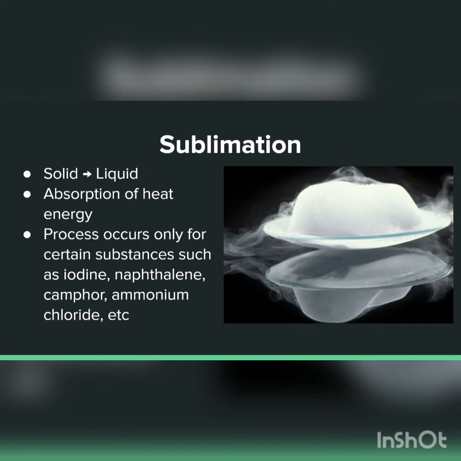Sublimation. Sublimation is the process of conversion of a substance from the solid state to the gaseous state without passing through the liquid state. This process only occurs for certain substances such as iodine, camphor, ammonium chloride, dry ice, etc.